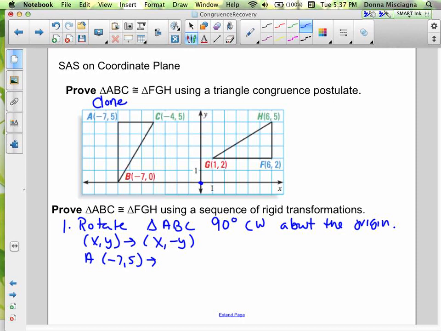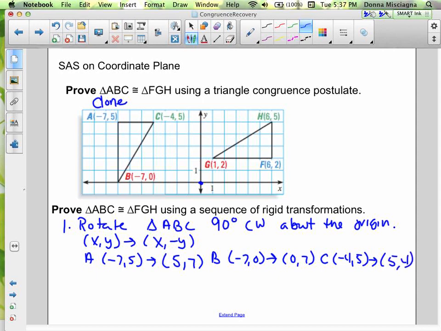But if we just look at the coordinate plane, if we make a boo-boo, we can see it right away. All right, so if we flip the negative 7 and the 5, we'll have 5, negative 7. But we got to change the sign of that second one. So it's not going to be 5, negative 7. It's going to be 5, 7. And then B is negative 7, 0, so that's going to be now 0, 7. And C is negative 4, 5, so that's going to be 5, 4.